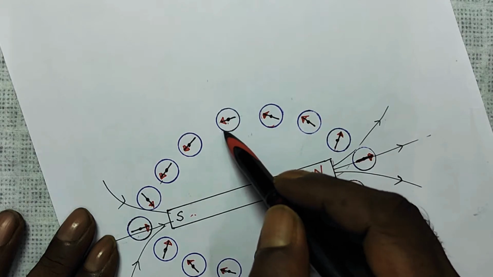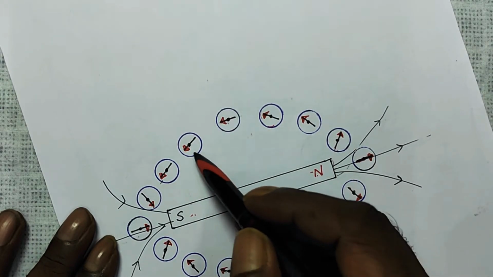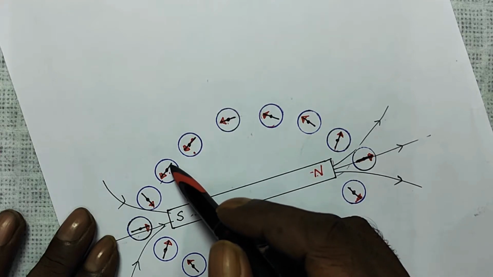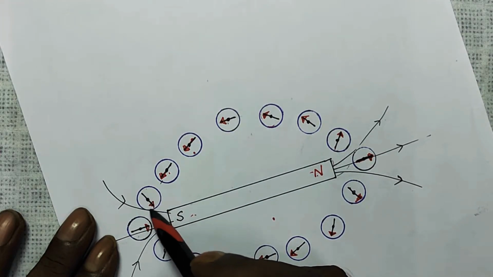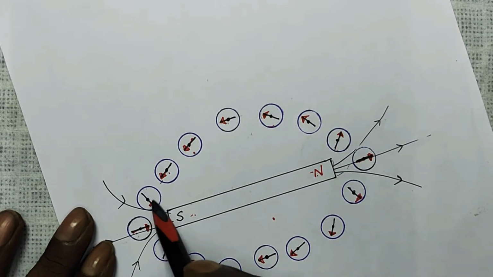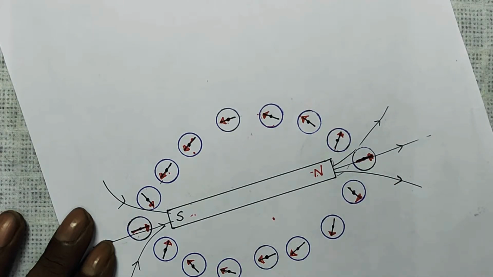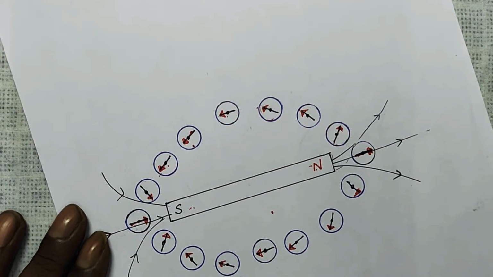If you keep it here, exactly at the midpoint, it will be like this. If you keep it here, it will point like this. This red part that I have shown is the north pole of the compass needle, the magnetic needle. Similarly, I have drawn it here.